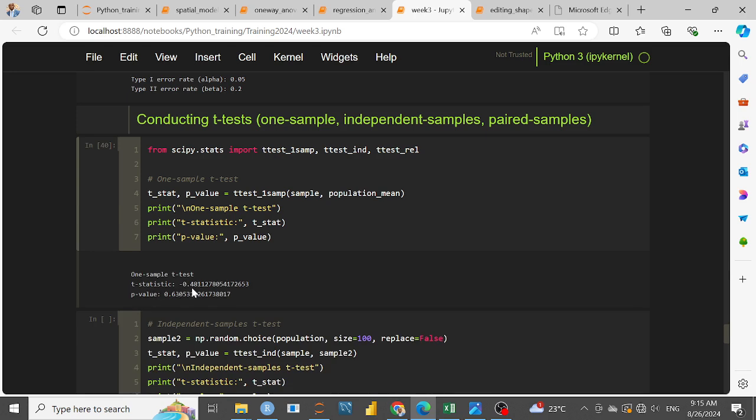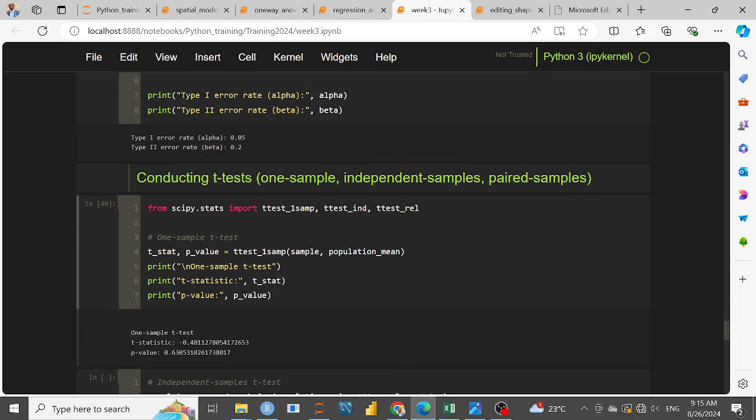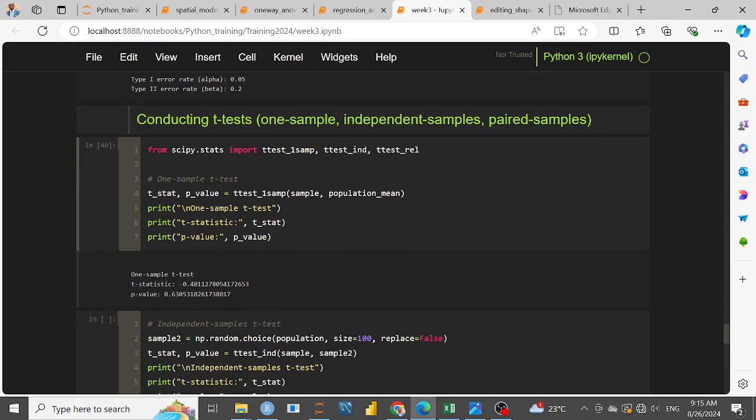This is the test statistic. If you do it manually with our calculation, you're going to get this. You can approximate it to minus 0.48. Here, the p-value is 0.6305, which is greater than the level of significance. So we do not reject the null hypothesis. When we do not reject it, we are saying that the value of the sample mean and the value of the population mean are equal.